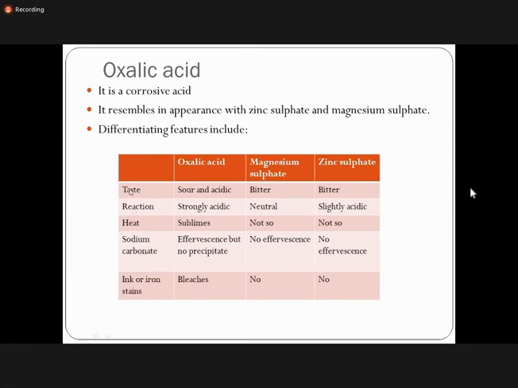characteristics. The first one being taste. Since it's an acid, it's going to be sour in taste, whereas magnesium sulfate and zinc sulfate would be bitter. The reaction would be strongly acidic because it's a strong acid. When heat is applied, it's going to sublime. When mixed with sodium carbonate, it's going to produce effervescence, all right? That bubbly texture, it's going to bubble basically. And what is it going to do with stains? It's going to have some bleaching properties, okay? Whereas for the rest of the things, there won't be any bleaching properties, okay?